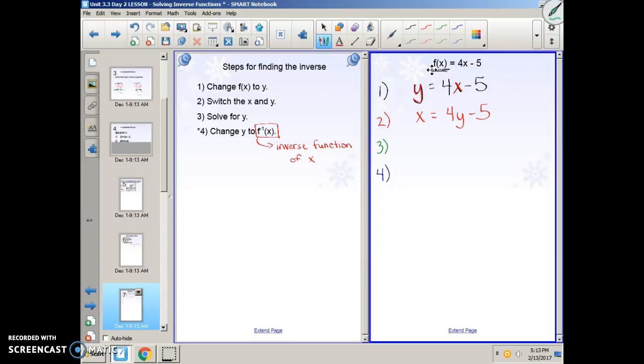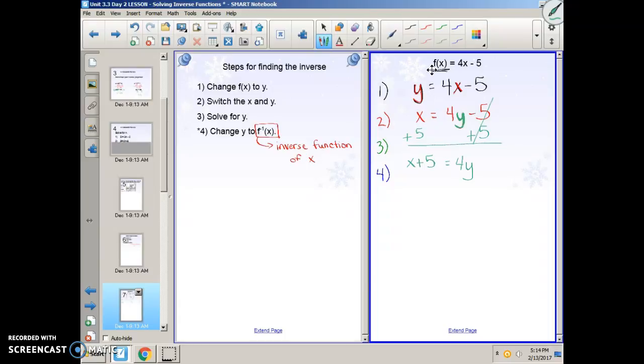Step 3, solve for y. Well, that's just our algebra stuff. I'm trying to get this by itself as if it was x, but this time I'm solving for y. All right, well, I can't do anything with the 4 yet. I got to work outside in with equations. So I got to get rid of the 5. Remember, this is why we reviewed it at the beginning. Those go away. So I have 4y equals x plus 5.